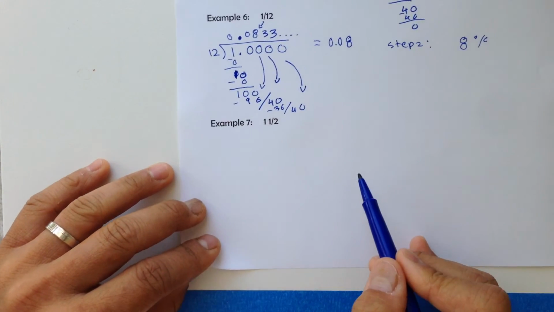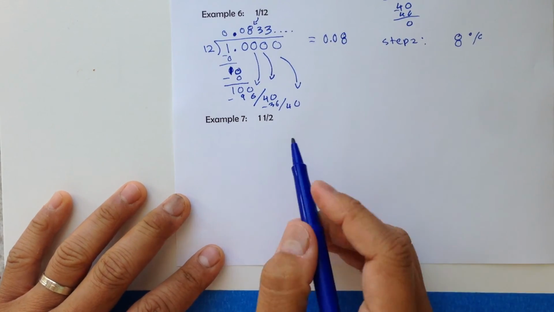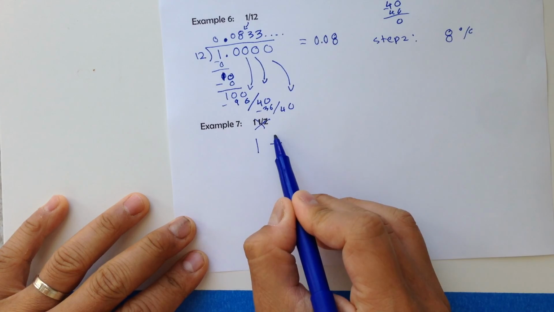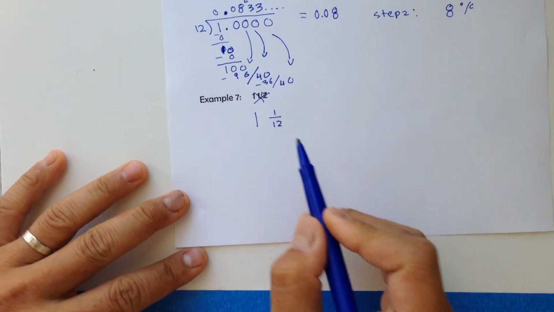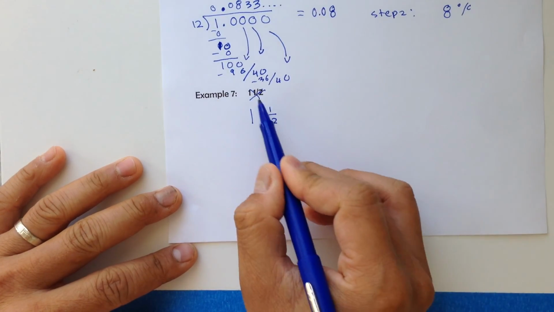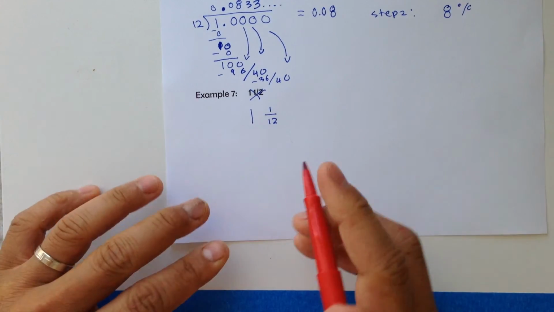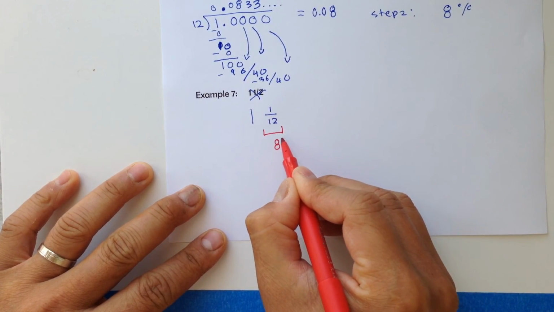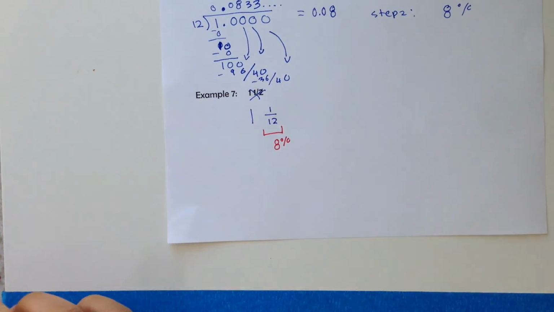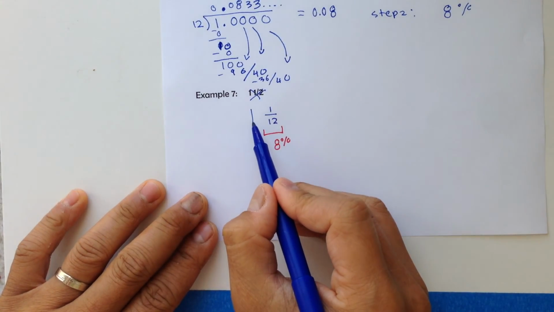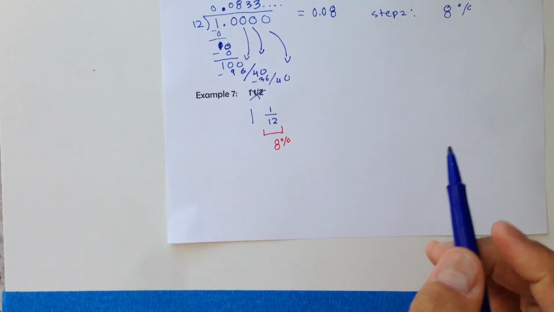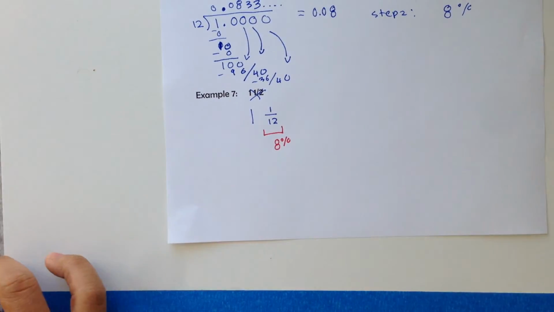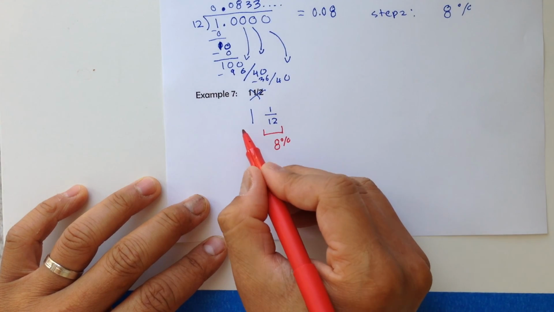All right. Now going to example 7. Example 7 contains 2 parts, 1 and 1/12. Turn a mixed number into a percent. In example 6, we found out that 1/12 is 8%. All right. And the number 1, the whole number, will represent 100%. So if you see a whole number, think of that as 100%.